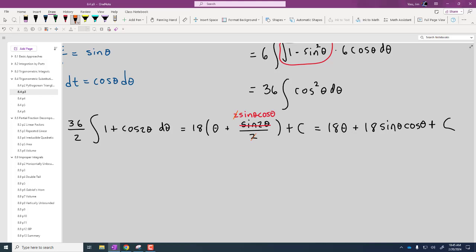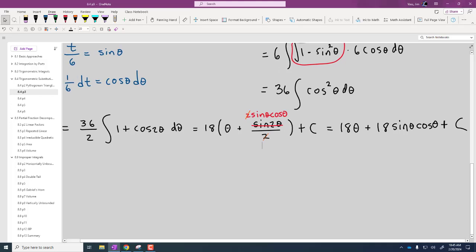How does that work? Why is it turned into sine and cosine? That's the double angle identity for sine. So sine of 2 theta is 2 sine theta cosine theta.